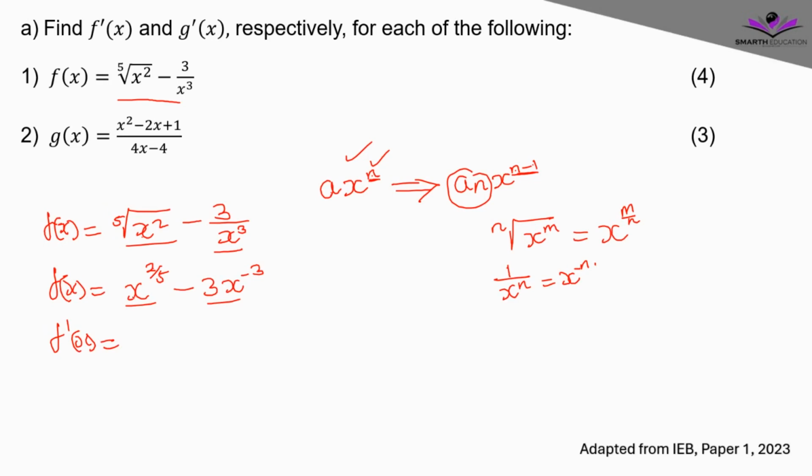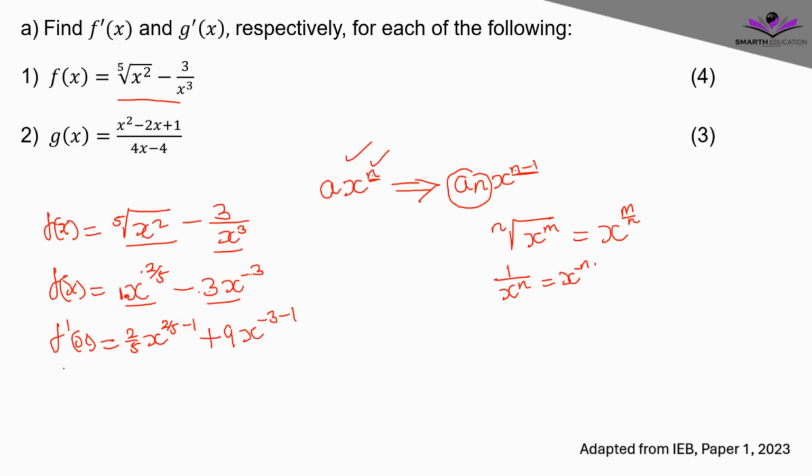So say the derivative of f of x is equal to, there's a coefficient of 1 here, so it's 2 over 5 times 1, there's an invisible 1. 2 over 5 times 1, we get 2 over 5. And then we have x to the power 2 over 5 minus 1, minus 3. But let's see, we have negative 3 times negative 3. So it becomes positive 9, because we're saying negative 3 times negative 3. Okay, and then x to the power negative 3 minus 1.